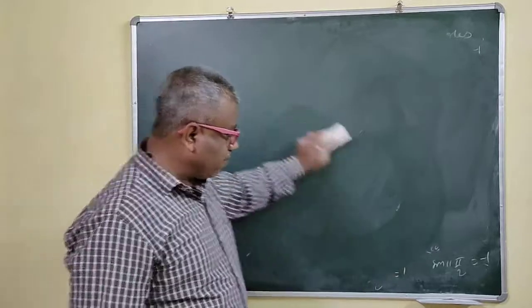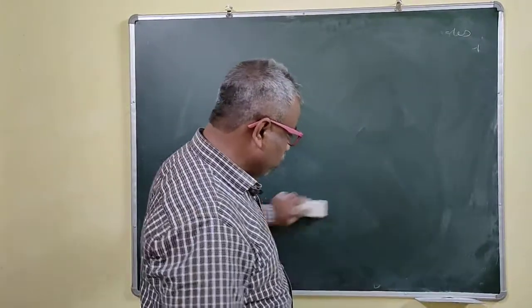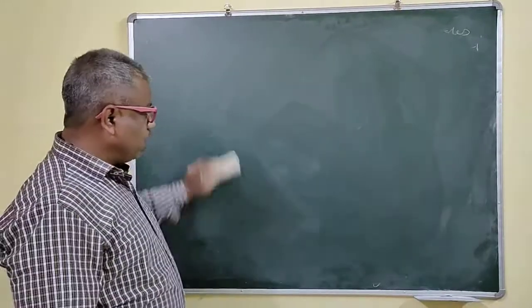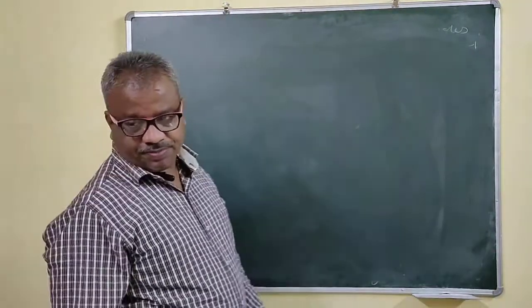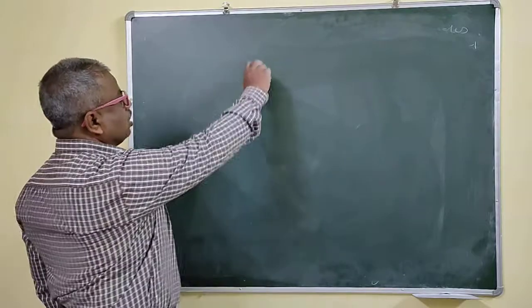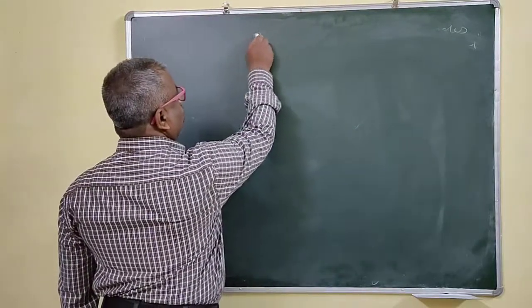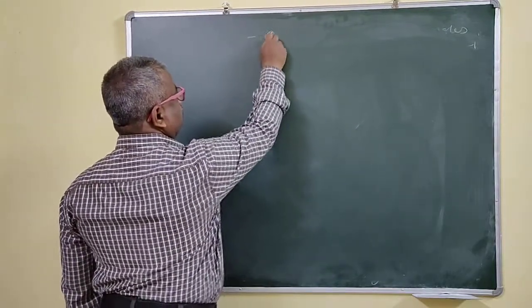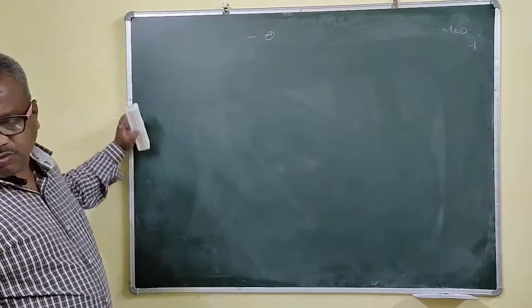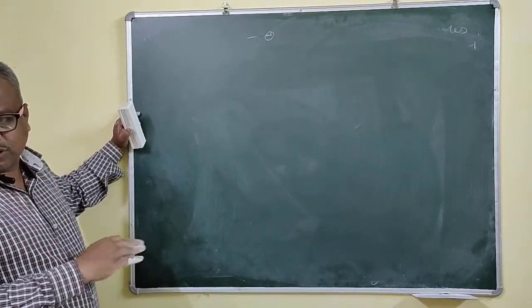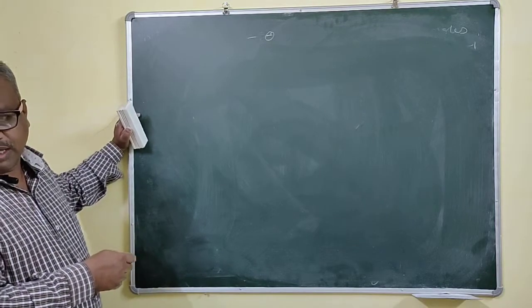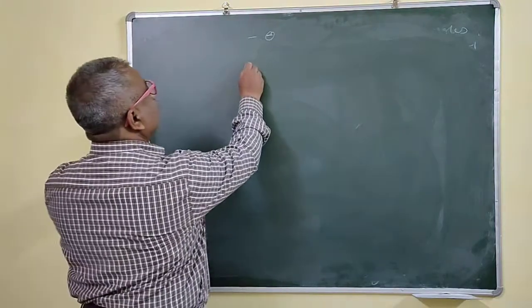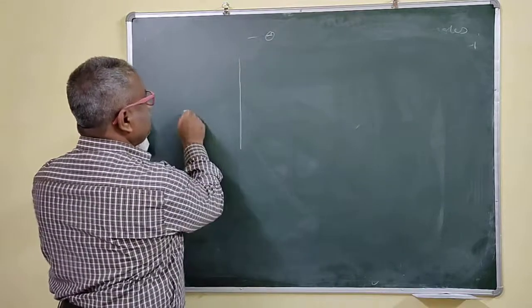Last time we saw how to find the trigonometric ratios of the quadrantal angles. Now we'll see what the trigonometric ratios of angle minus theta are. We have seen how to find the trigonometric ratios of a positive angle. Now we will see how to find the trigonometric ratios of a negative angle.